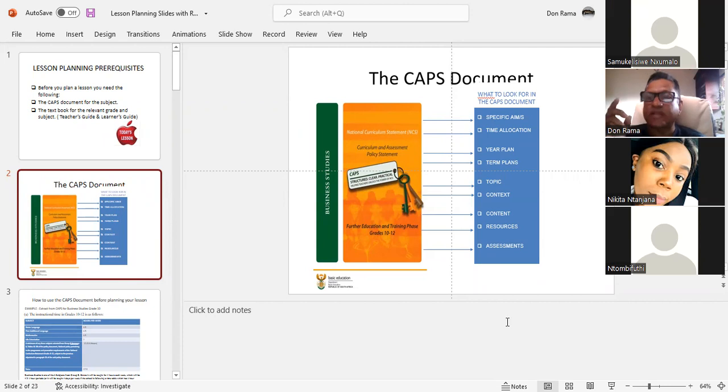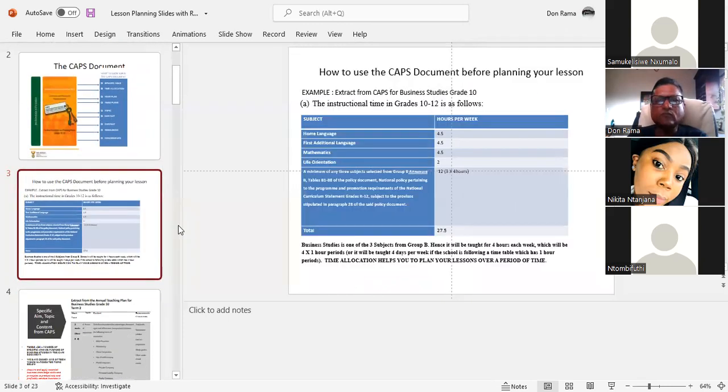See, when you're doing your lesson plan, it is for only one lesson. And that one lesson can't be more than 1 hour. Okay? Am I understood? Yes. Thank you. All right, so that's the CAPS document, and that's the information you get from the CAPS document.